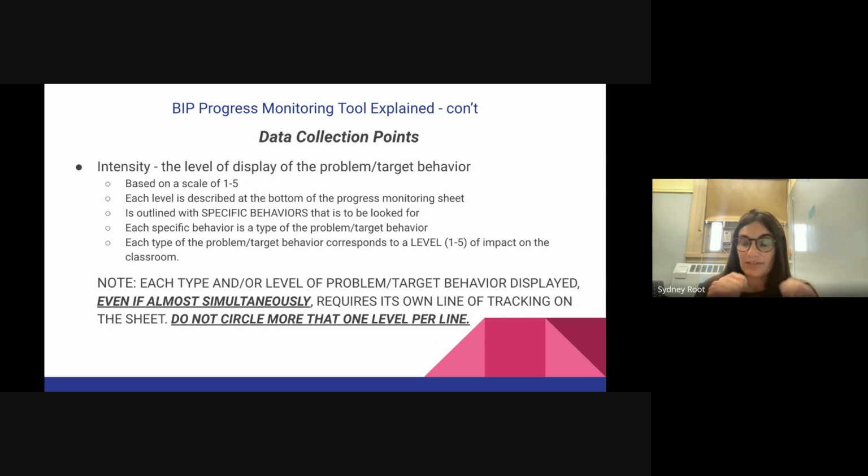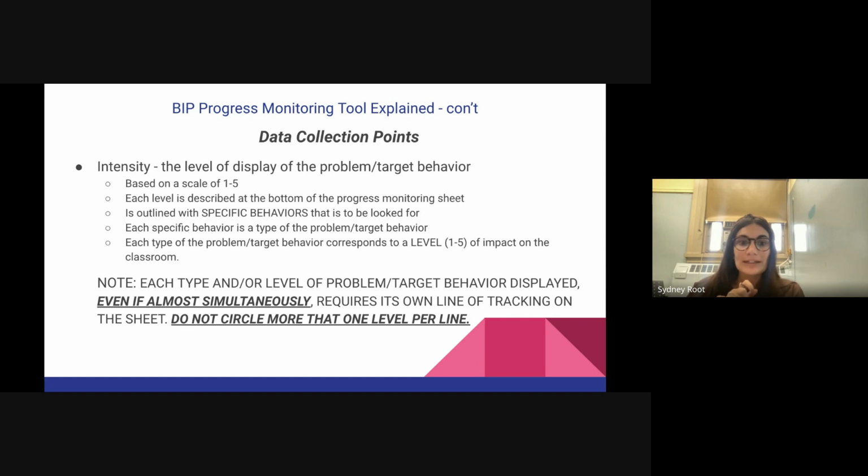This is outlined with specific behaviors from the BIP that we should be looking for in order to track the data. And each one of these specific behaviors is attached to a number that you'll see at the bottom of the sheet. Like we said, each specific behavior is a part of the target/problem behavior. So for example, if the student has a non-compliance BIP, you might see refuses to follow directions, flopping on the floor, throwing pens or toys across the classroom, climbing on furniture if they're not being compliant. And each type of target/problem behavior has a 1 to 5 level for how it will impact the classroom.